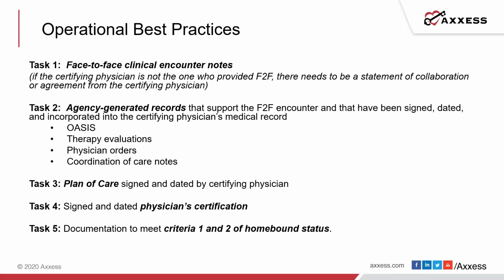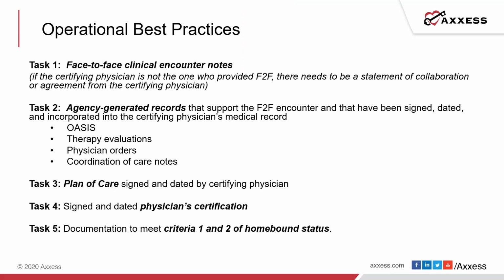If it is not legible, I would recommend that you have a sign-in sheet where the physician actually printed his or her name and then put their signature next to it, so that you could include that with your pre-claim review. The signed and dated physician's certification is very similar to the plan of care. It's just the certification at the bottom of that plan of care. And then make sure that you have criteria number 1 and number 2 related to homebound status.